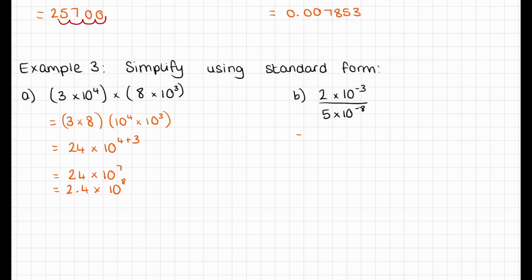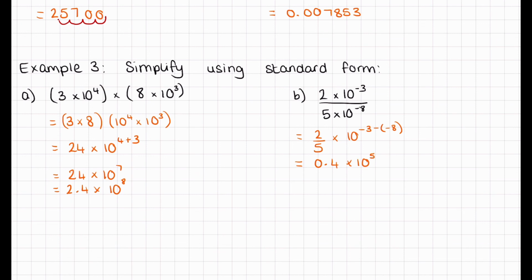And in B, we're going to have 2 over 5 numbers out the front. Now, our powers here, remember, we minus them. So it's -3 minus -8. Now, 2 over 5 is 0.4 times 10. But -3 minus -8 is actually -3 plus 8, which is 5.